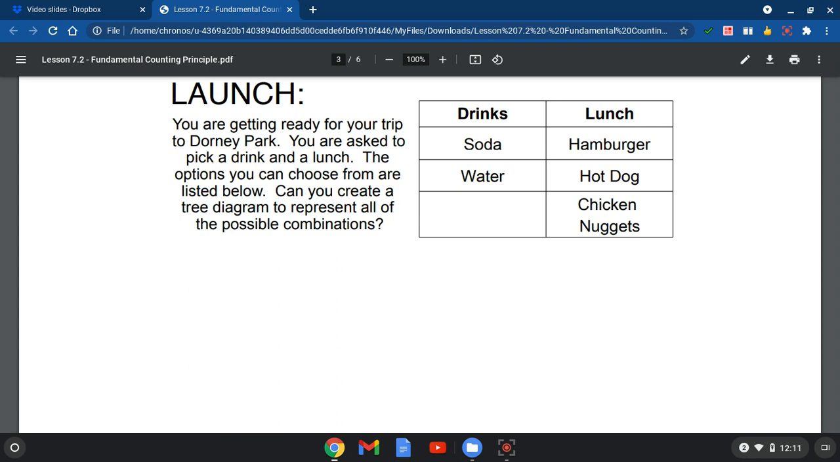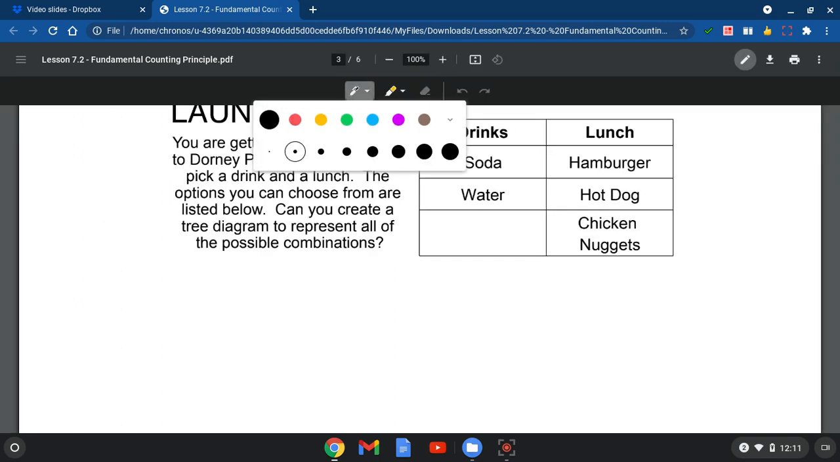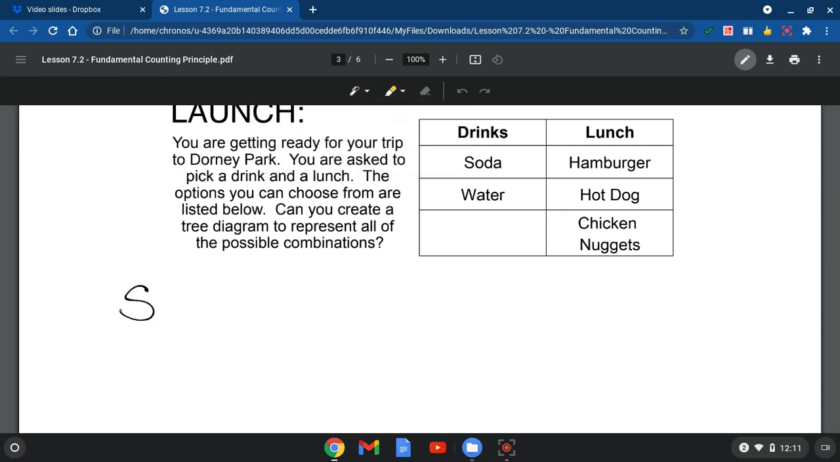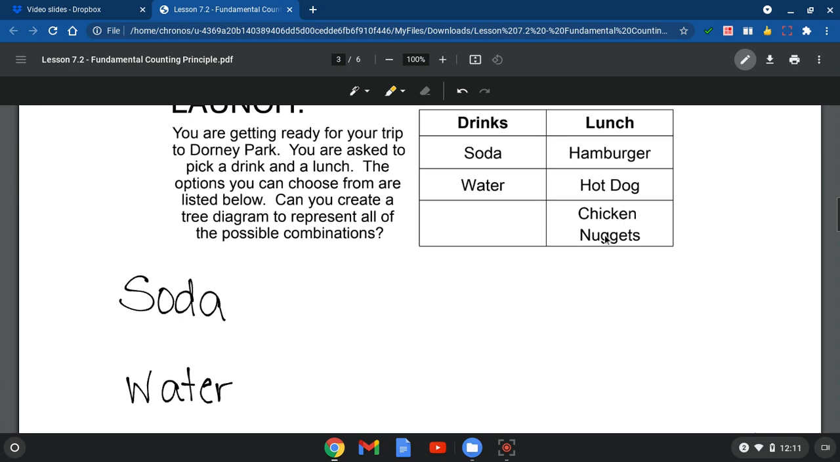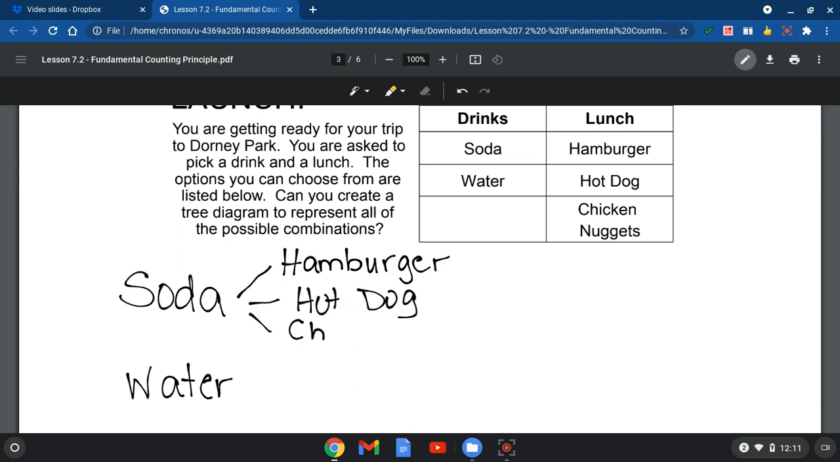We have a choice of two different drinks: soda or water. There is a choice of three different lunch items. Therefore, we can have soda with a hamburger, soda with a hot dog, or soda with chicken nuggets.